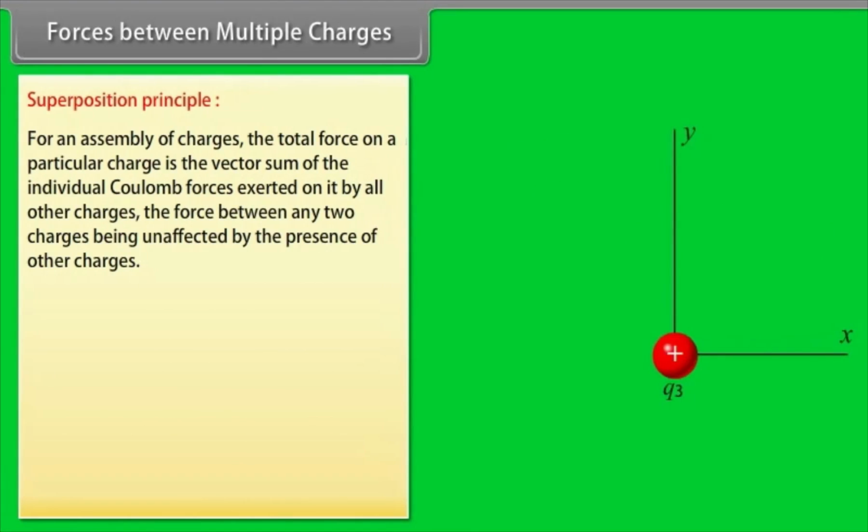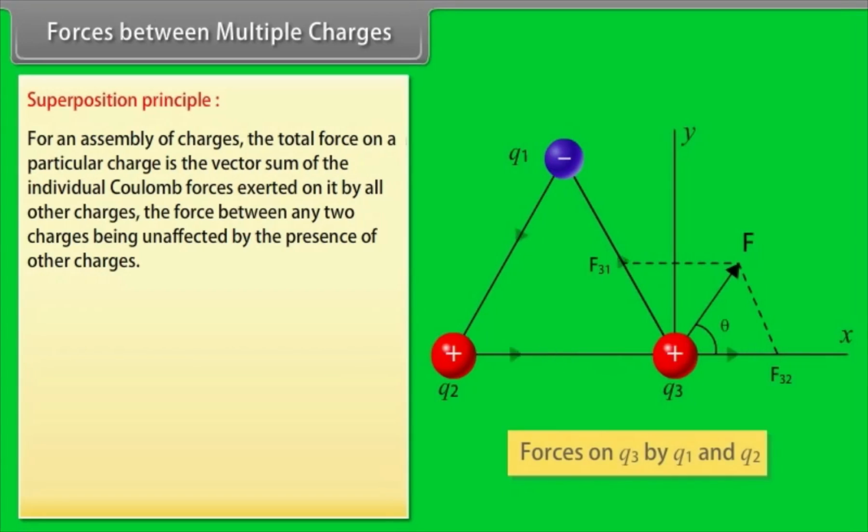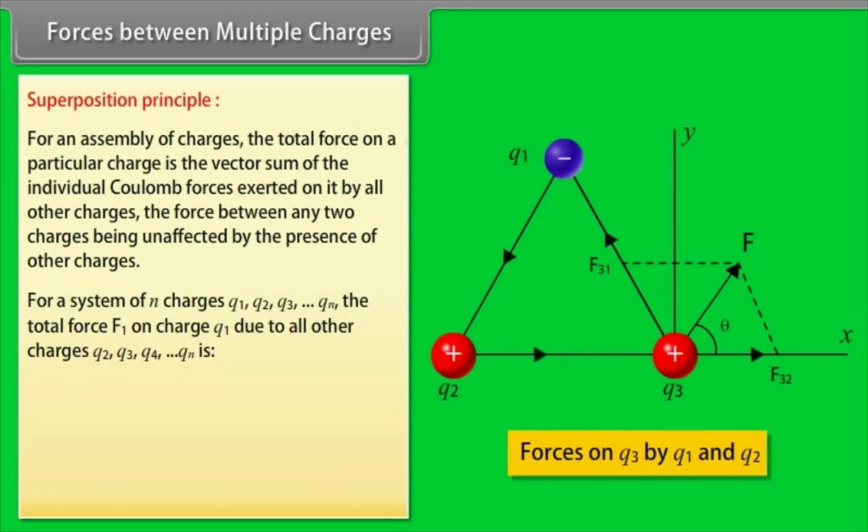For an assembly of charges, the total force on a particular charge is the vector sum of the individual Coulomb forces exerted on it by all other charges, the force between any two charges being unaffected by the presence of other charges. For a system of n charges, Q1, Q2, Q3, and so on till Qn, the total force F1 on charge Q1 due to all other charges Q2, Q3, Q4, and so on till Qn is F1 is equal to F12 plus F13 plus F14 and so on till F1n.